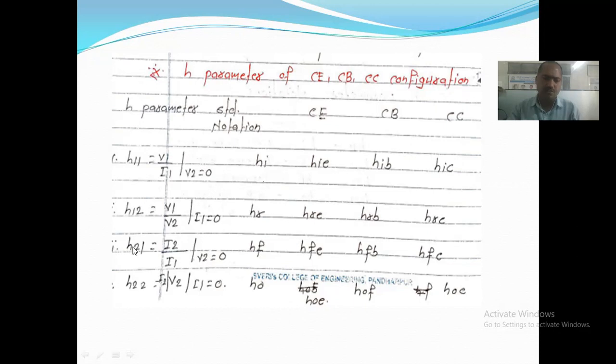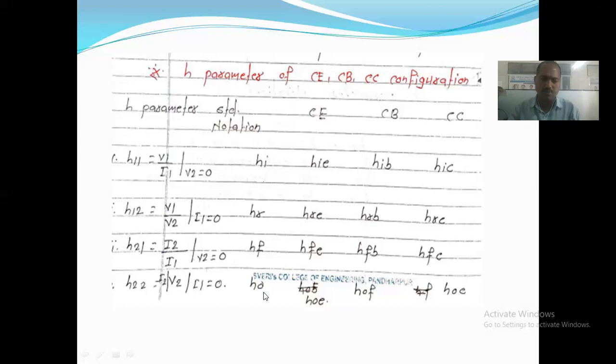For H21, it should be written as the forward current ratio, so HF. For that HF, we consider emitter, base, and collector. For emitter, it is written as HFE. For base, it is written as HFB. And for collector, that is the common collector, it should be written with C, so HFC. Accordingly, we have to see the things.